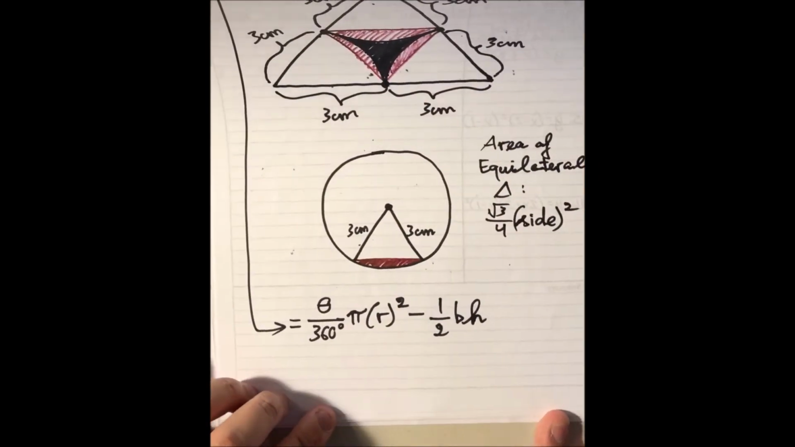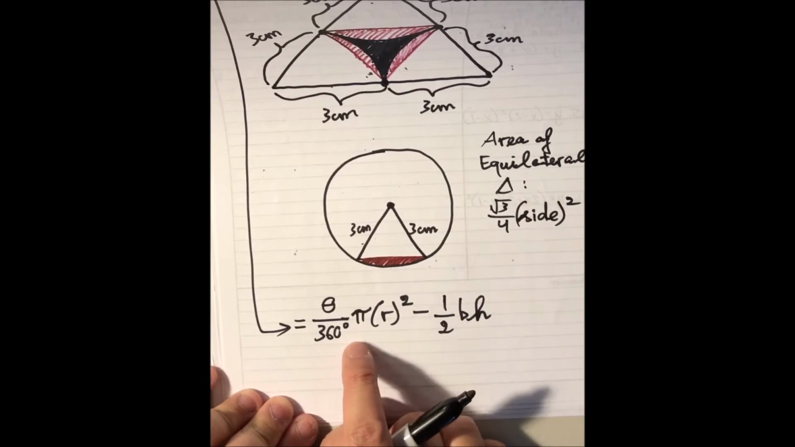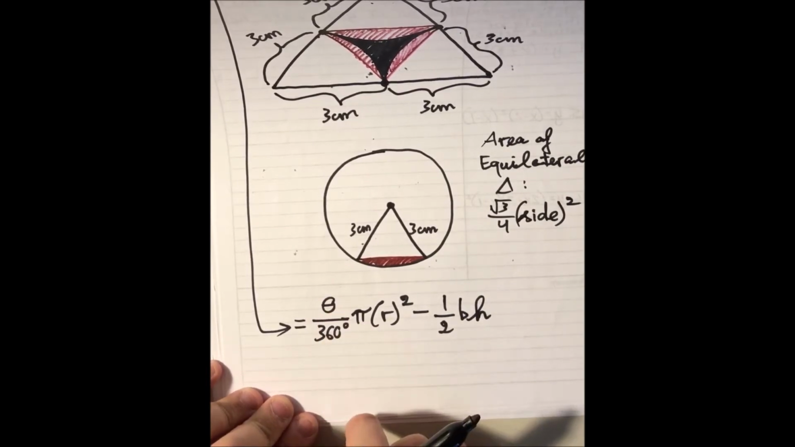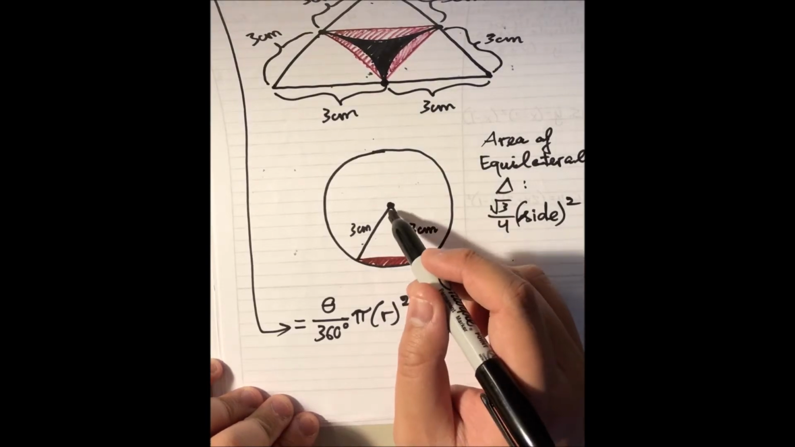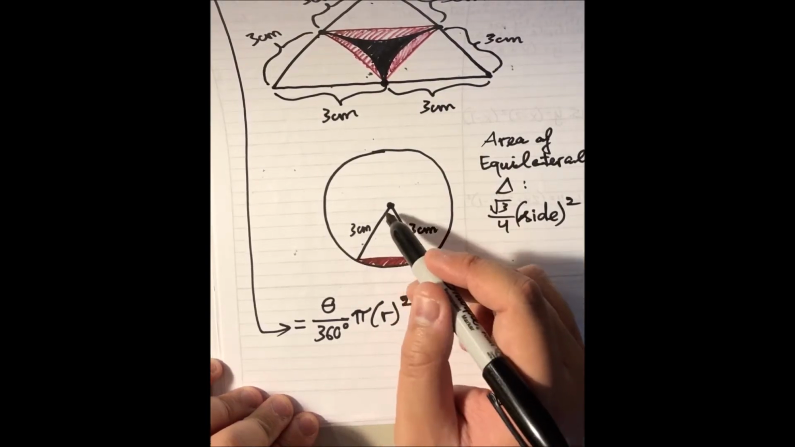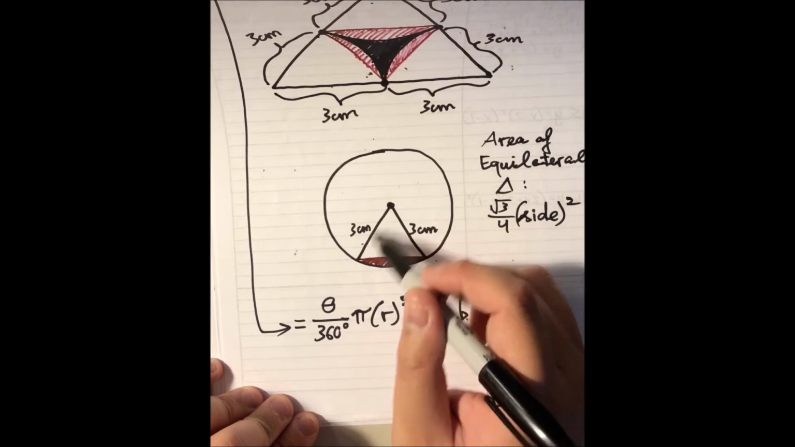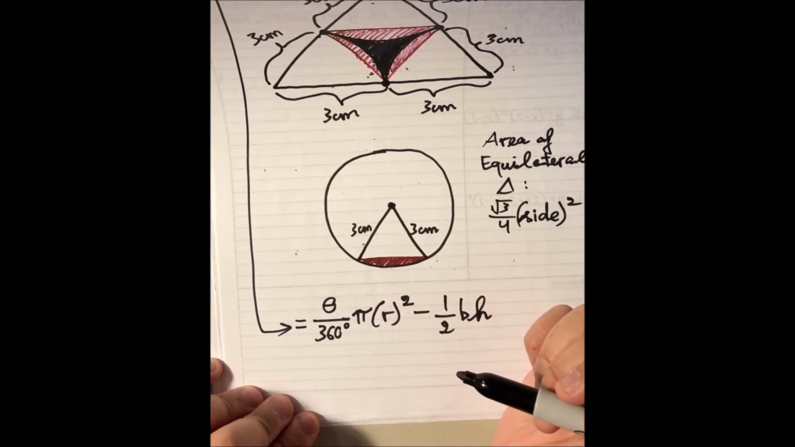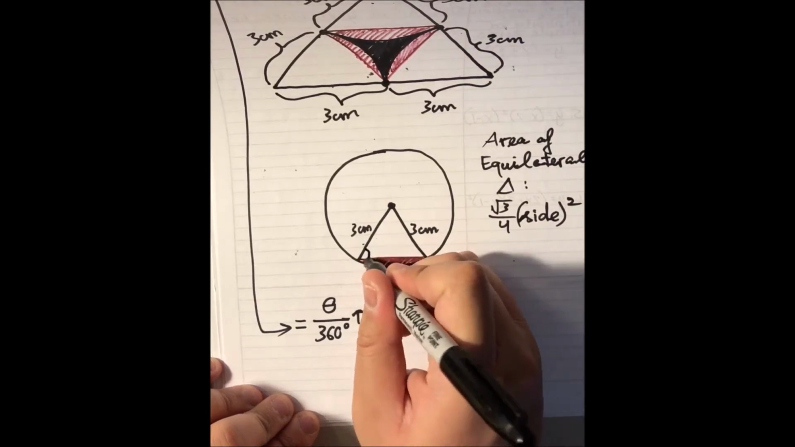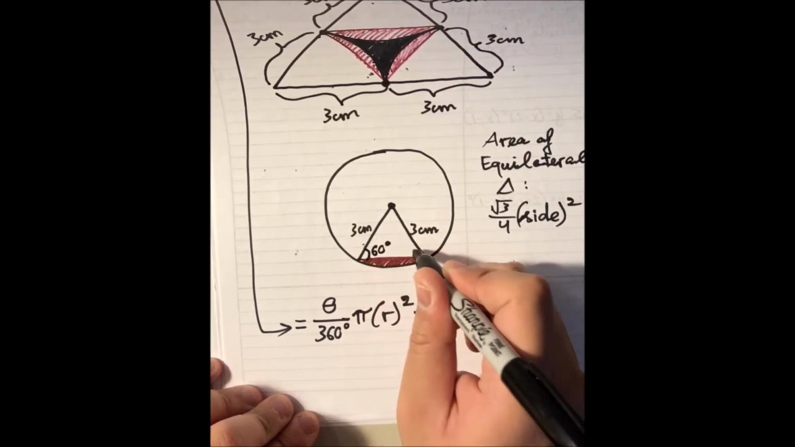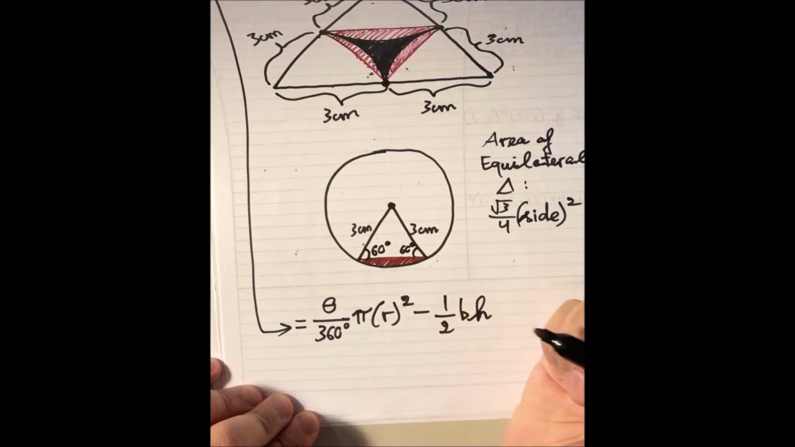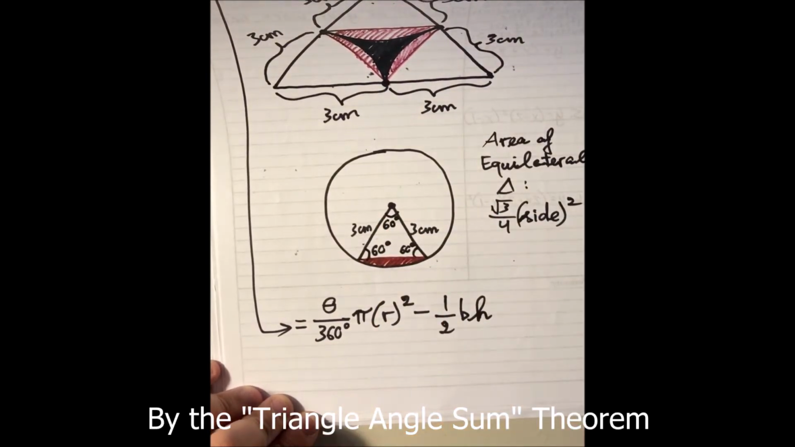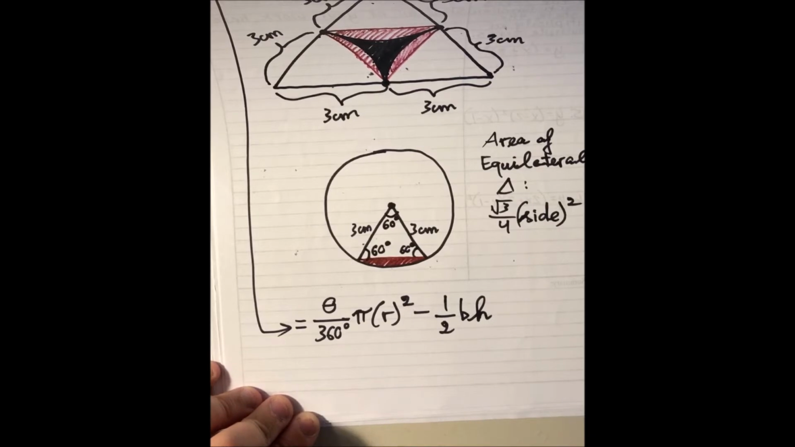So how do we figure out this central angle right here? Well, we can figure that out by recognizing the fact that this triangle right here is an equilateral triangle. So this side is 3, this side is 3, this side has to be 3. So by definition of equilateral triangle, I know that the 2 bottom angles have to be the same degree, which is 60. And this has to be 60 as well. So that's from the definition of equilateral triangle.